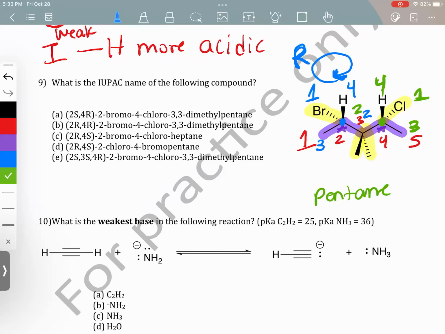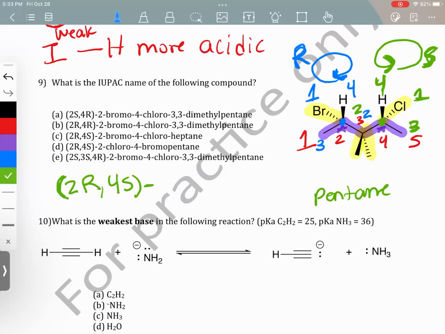So now you go 1, 2, 3, 4. Are you going clockwise or counterclockwise? Counter. This time you're going counterclockwise. So 4 would have conformation S. Now we have to include that in the naming. So it'll be 2R, 4S.